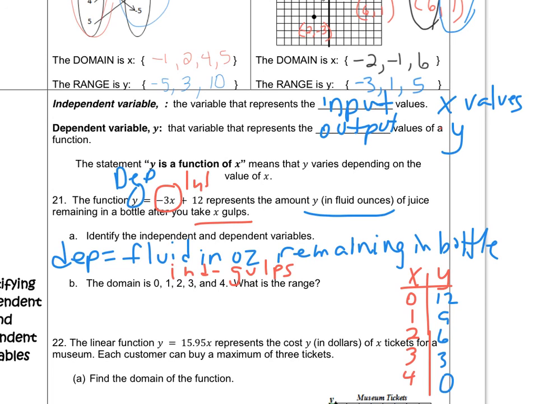Okay, so as I input each one of the x values into my formula, it tells me how many ounces of orange juice are left in my bottle. And if I look at this, how much orange juice did I start with in the bottle? Well, when I took 0 gulps, I had 12 ounces. And how many gulps did it take to empty that bottle? Well, at 4 gulps, I had nothing left in the bottle. So just starting to equate these formulas with actual real-life situations, all of our tables mean something and represent some kind of data.